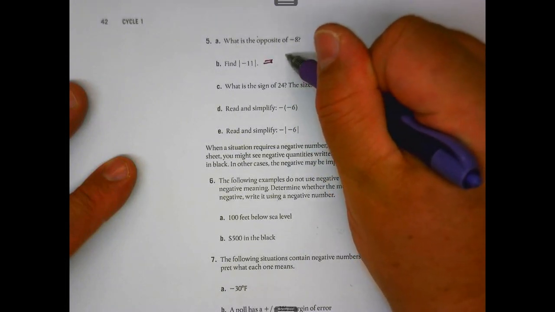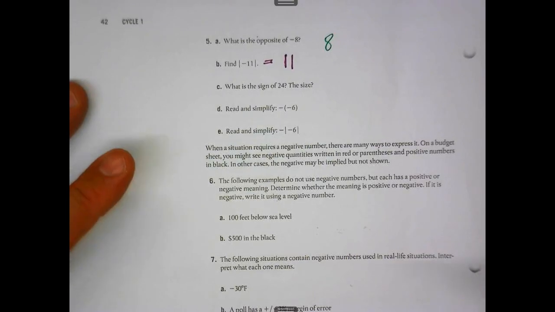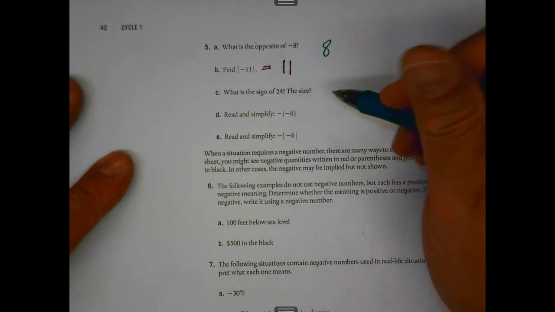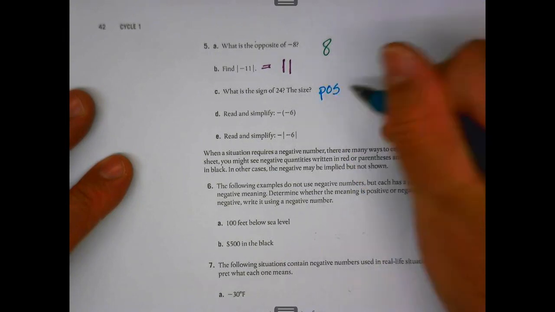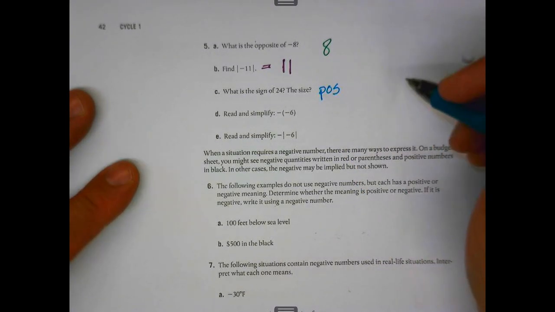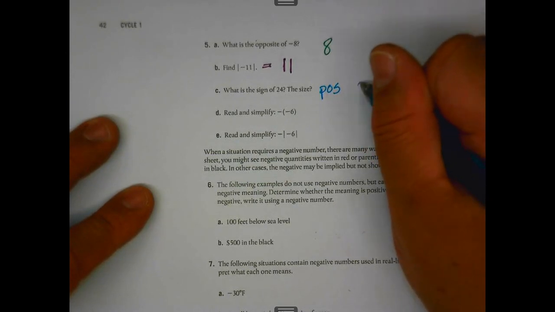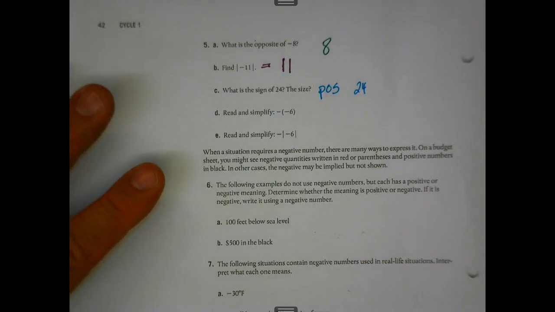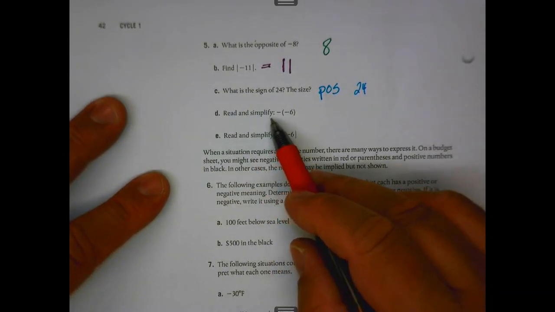What is the sign of 24? It's positive. And of course, the size is just 24. They're getting a little too basic there with having to explain the size. Read and simplify. The opposite of -6. Think of this as, again, if there's no number there, we know there's a -1 there.